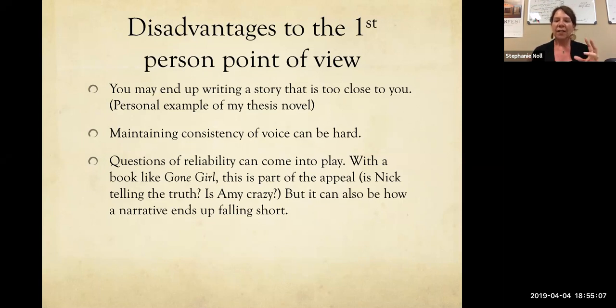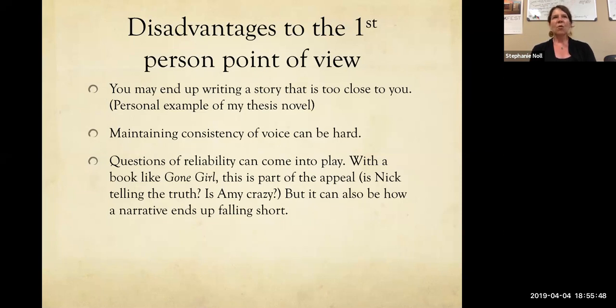Nick, you know, that's the question that Gillian Flynn is asking the reader to consider: who are you believing here? Is Nick telling the truth? Is Amy crazy? But if questions of reliability are not a part of what the book is trying to do, if it's not a mystery, or if we're not trying to get to the bottom of something, not only can the narrative end up falling short, but a reader can feel cheated, like they were hoodwinked, and then they could feel resentful, you know?